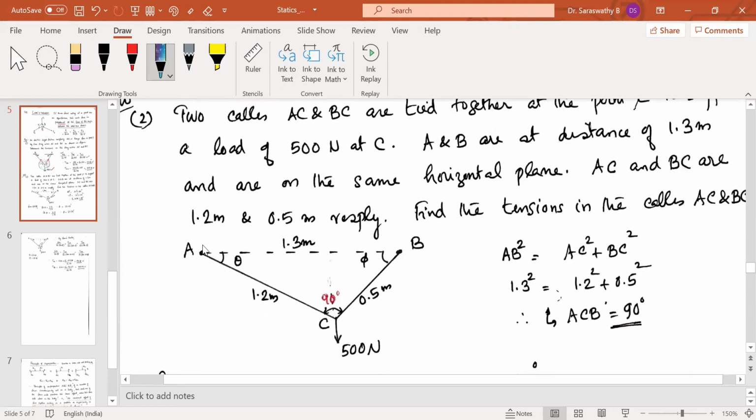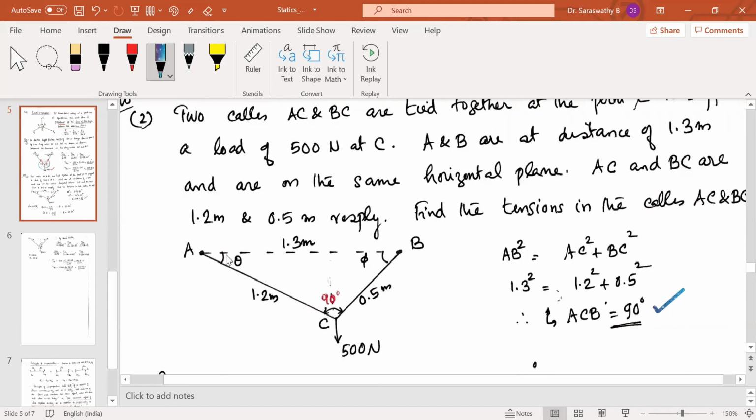You see, I have given the length AB, length AC, and length BC. All three sides of the triangle are known to us. So let me find out the angle ACB. We can check that 1.3 square, AB square, is equal to AC square plus BC square. 1.3 square equals 1.2 square plus 0.5 square. So angle ACB equals 90 degrees. Triangle ACB is a right triangle, and AB is the hypotenuse.